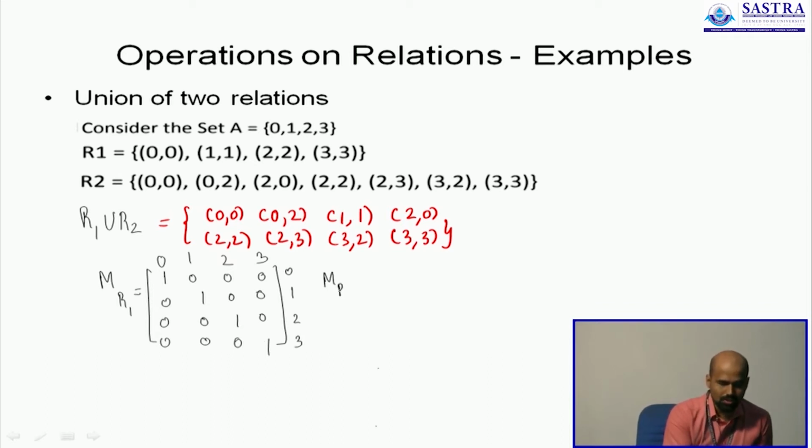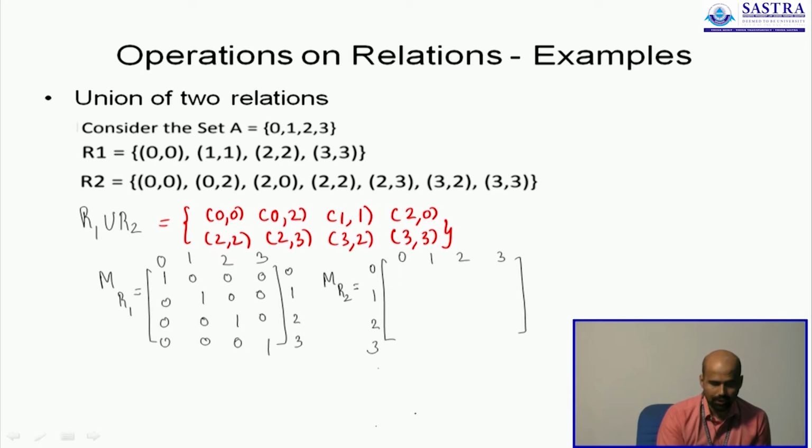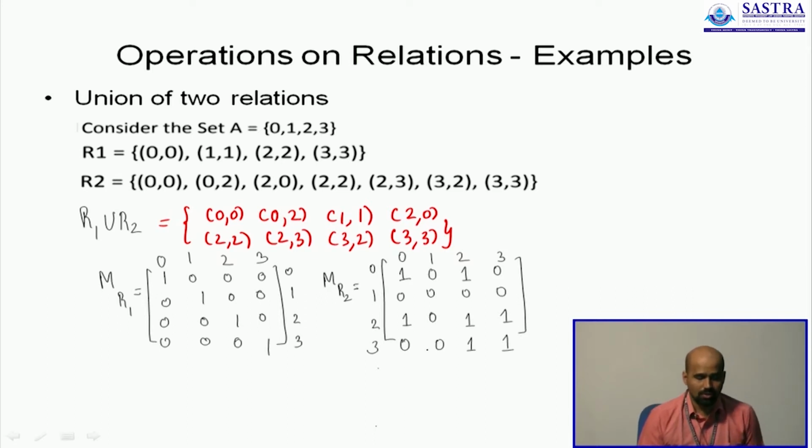The second relation is one more 4 by 4 matrix. We discussed this only in the last class, so I think you are still able to recall all the ideas. This time I have 0 0, I also have 0 2, I have a 2 0 and I have a 2 2, I have a 2 3, I have a 3 2 and also a 3 3. So the remaining 9 entries will be zeros.